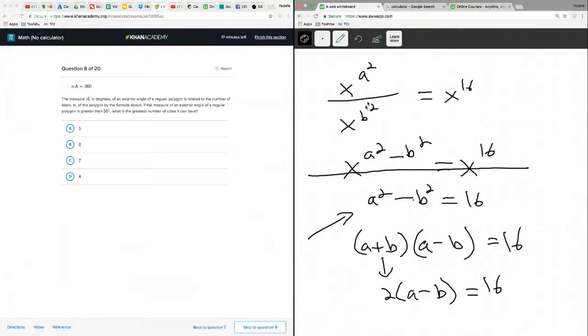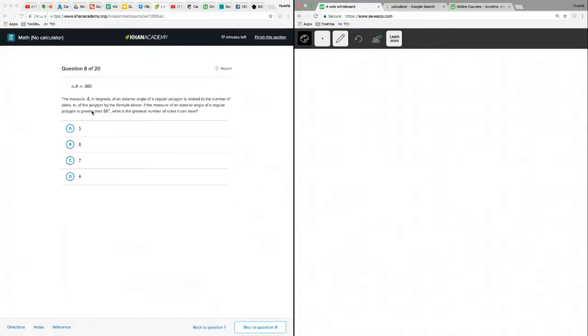This problem seemed kind of similar to test 1, I think. All right, the measure A in degrees of an exterior angle of a regular polygon is related to the number of sides. In the formula above, if the measure of an exterior angle of a regular polygon is greater than 50, what is the greatest number of sides it can have?